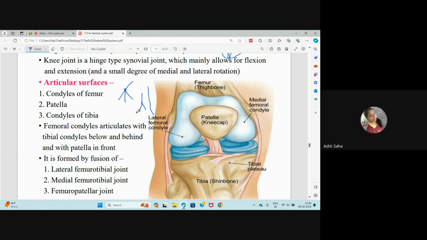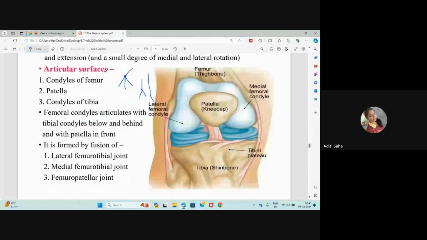Articular surfaces. Condyles of femur. Here you can see two condyles of femur. Femur is the thigh bone, right? So femur is the upper leg bone. Here is one condyle and here is the second condyle.